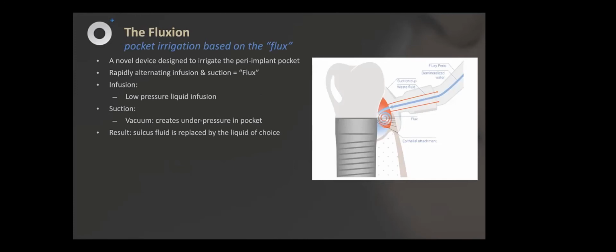So there are a lot of questions, and I was happy to be shown the Fluxion device, which gives us pocket irrigation based on flux, and that's a novel device designed to irrigate the peri-implant pocket. So it's rapid alternating infusion and suction, which will cause a flux. The infusion is a low pressure liquid infusion, and the suction is vacuum and creates under pressure in the pocket. So for that you have the flux.